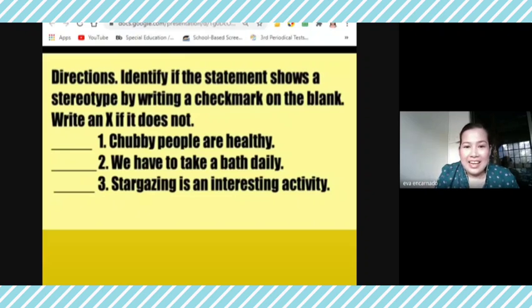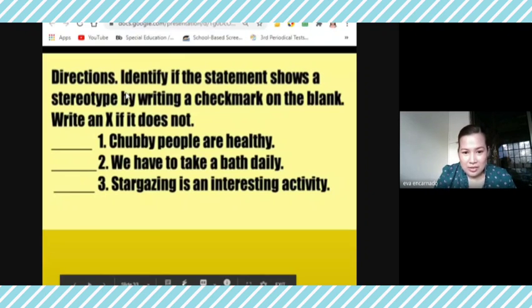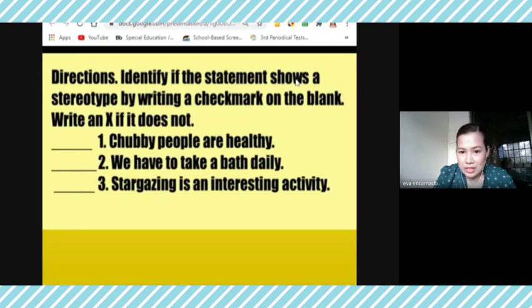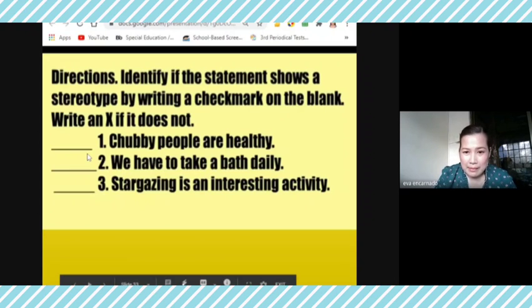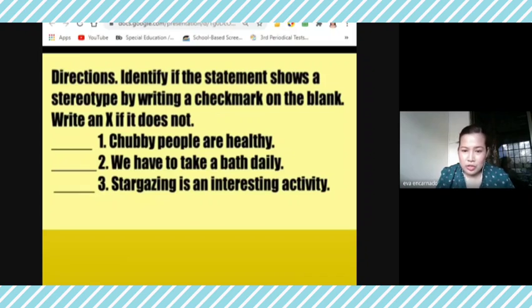Okay. Direction. This is your first activity sa notebook. Okay, notebook tayo. Identify if the statement shows a stereotype by writing a check mark on the blank. So, i-check nyo lang. Answer only. Number 1, lagyan ng check or X. Number 2, ganun din. 1, 2, 3 lang yan. If it shows a stereotyping or the statement shows a stereotype, then you check. Kapag hindi, X. Go. 1 minute.